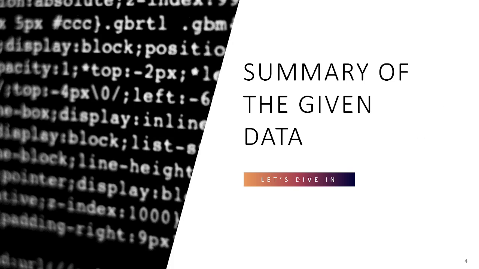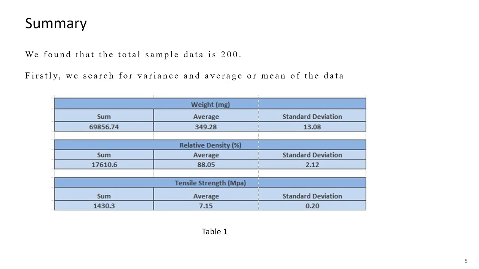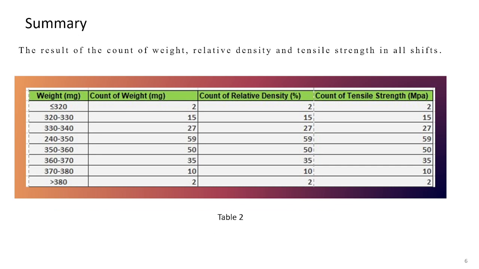So firstly we will start with the summary of the given data. We found that the total sample data is 200, and we have searched for variance and average or mean of the data. You can see in the slides we have found the sum, average and standard deviation. We have done this using Excel functions. Secondly, in this slide you can see the result of the count of weight, relative density and tensile strength in all shifts.